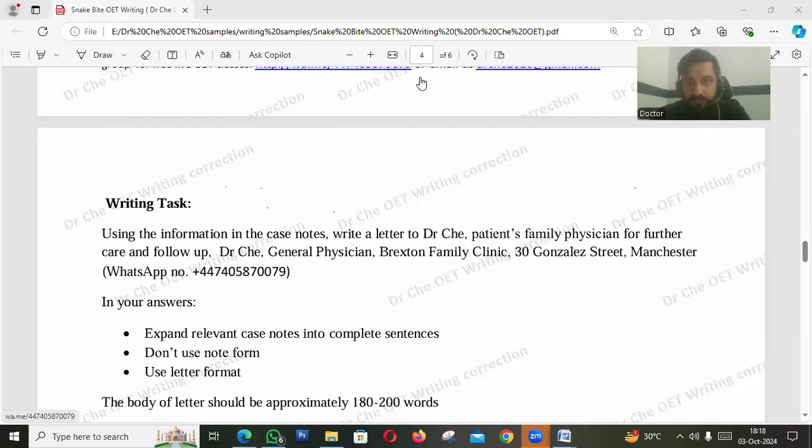What else? As we are writing back to the family physician, it means that the physician already knows this patient, and we will skip all the information that the family physician already knows about this patient.